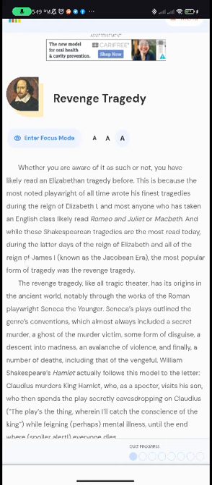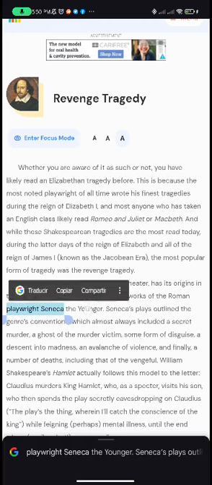And while the Shakespearean tragedies are the most read today, during the later days of the reign of Elizabeth and all of the reign of James I, known as the Jacobean era, the most popular form of tragedy was the revenge tragedy. The revenge tragedy, like tragic theater, has its origins in the ancient world, notably through the works of the Roman playwright Seneca the Younger.